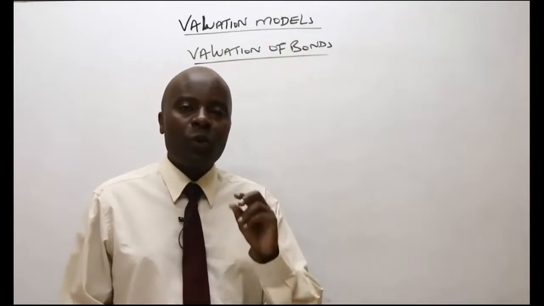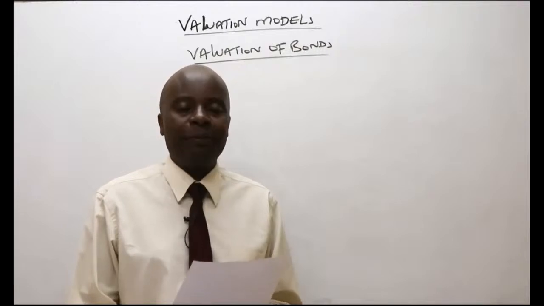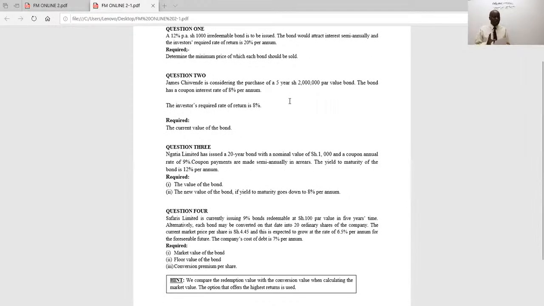So let us start with question number 1 that is up there on your screen. We are told a 12% per annum, shillings 1,000 irredeemable bond is to be issued. The bond would attract interest semi-annually, and the investor's required rate of return is 20% per annum. They want us to determine the minimum price at which each bond should be sold.